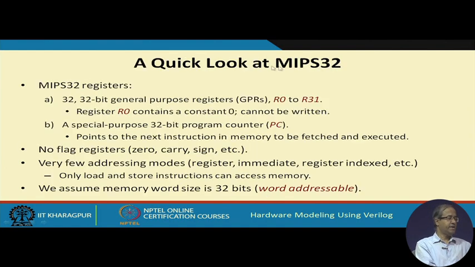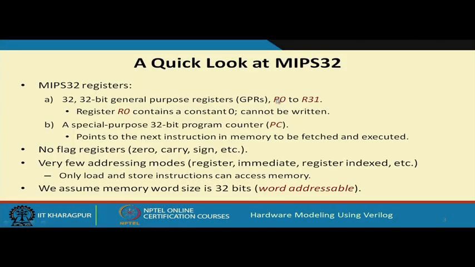Okay. Let us have a quick look at MIPS 32, the main features. First thing is that there are 32 general purpose registers. They are called R0 to R31, and each of these registers is 32 bits in size. We use these registers for temporary storage of data during some computation. Because there are a large number of registers, 32, there is a lot of flexibility available to the programmer.